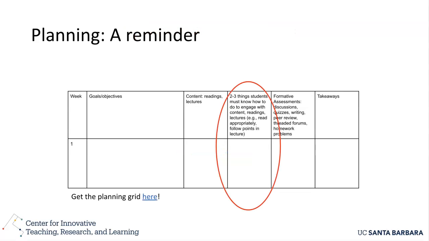remotely. As a reminder, it's a great idea to start with the planning grid that we've introduced in some earlier videos. You can see that the grid asks you to think about goals and objectives for the course, the kind of content you're using, 2 or 3 things students need to know to engage with the content, assessments, and takeaways. In this video, we're really focusing on the third column, 2 or 3 things students must know how to do to engage with the content, especially things like readings, engagement with text, textbooks, etc.